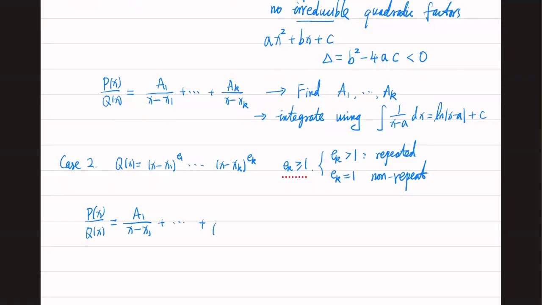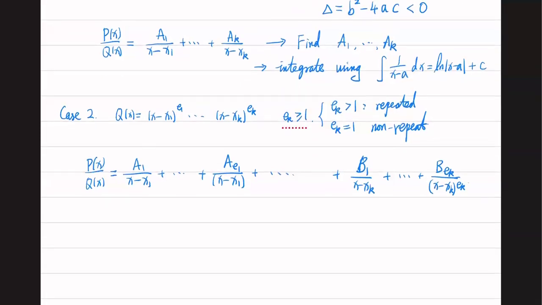Because the factor is repeated E1 times, there will be E1 terms for this factor, x minus x1 to the power up to E1. Then we move on to the second one. And the last one will be x. Okay. We find these coefficients. Then we find the integral.